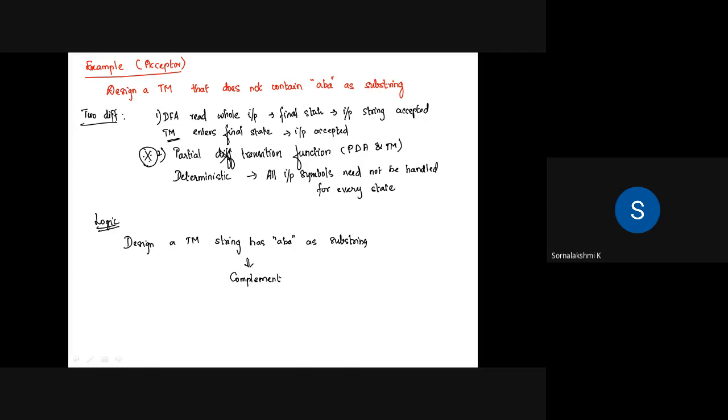That's easy to construct. After that, I'll change the final states to non-final, and the non-final states to final. How can I move the non-final states to final? These things I'll handle today. So first we design a Turing machine that accepts a string that has ABA as a substring in it. It can be at the start, it can be at the end, it can be in the middle also. So it's a substring problem.